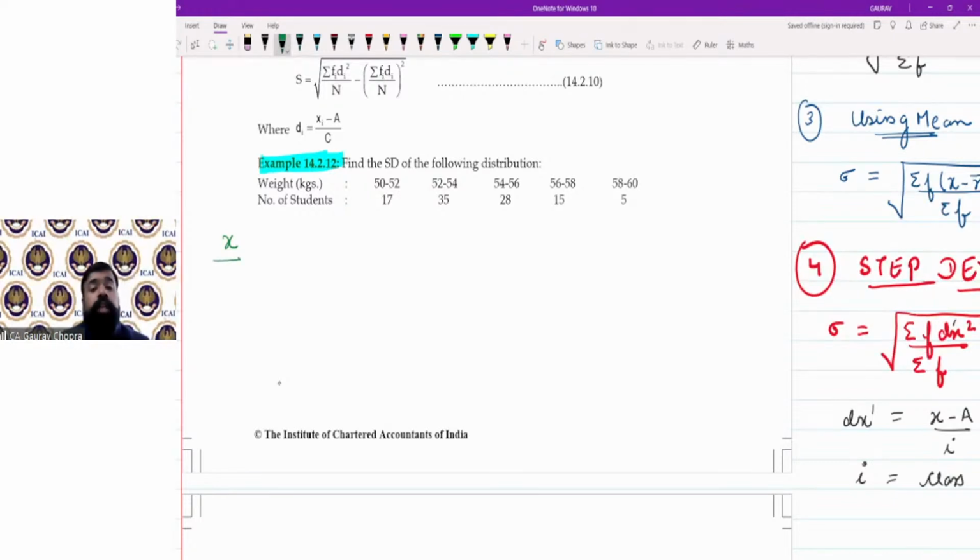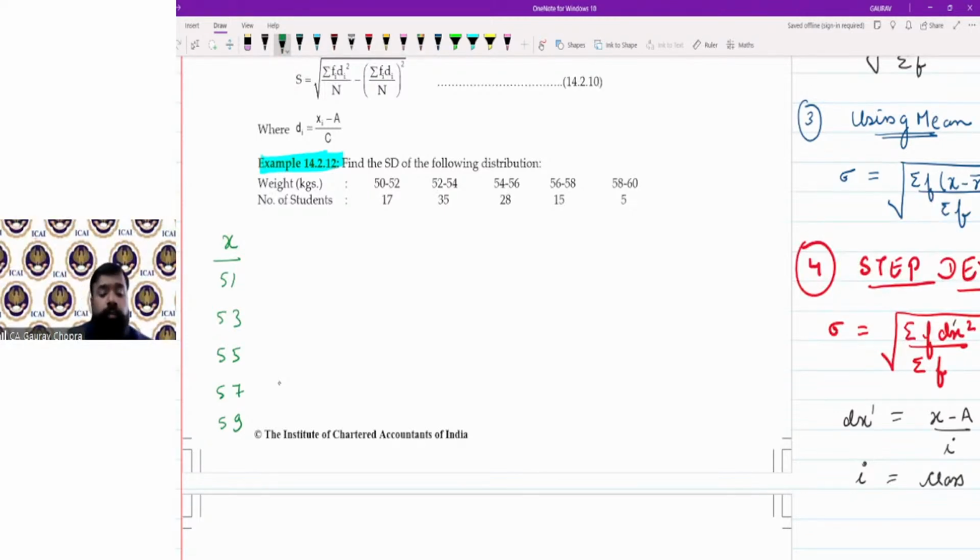So first interval is 50 to 52. What will be the mid value? 50 plus 52 divided by 2 gives us 102 upon 2, that is 51. Then 52 plus 54 upon 2 will give us 53. Then the next number will be 55, then 57, and then 59. This is basically x, that is the mid value.